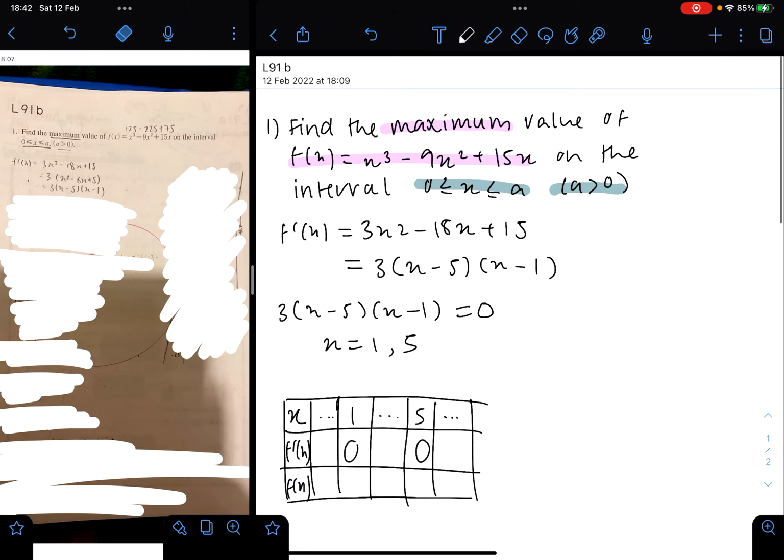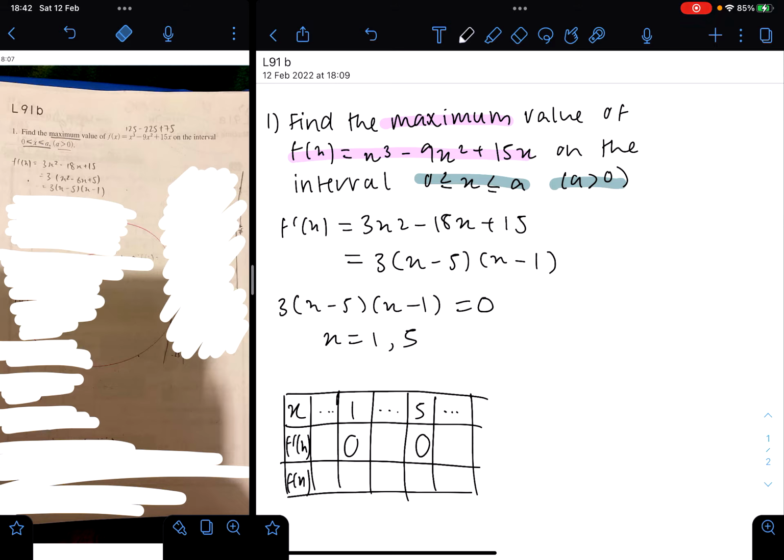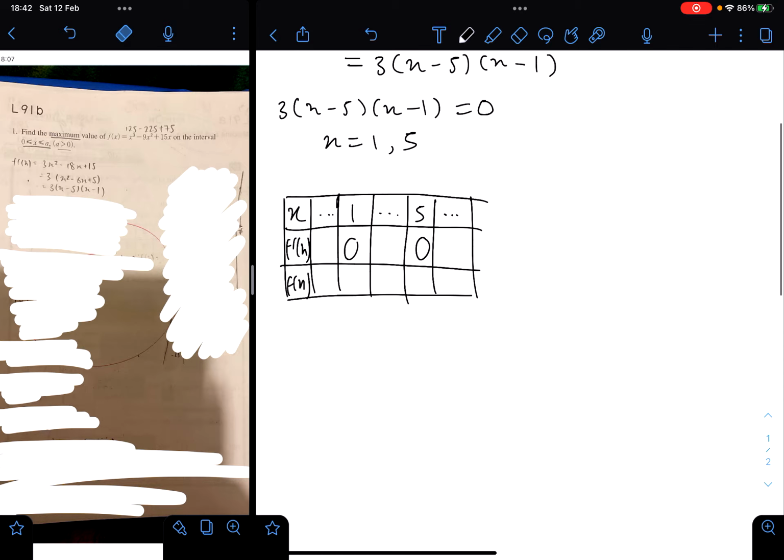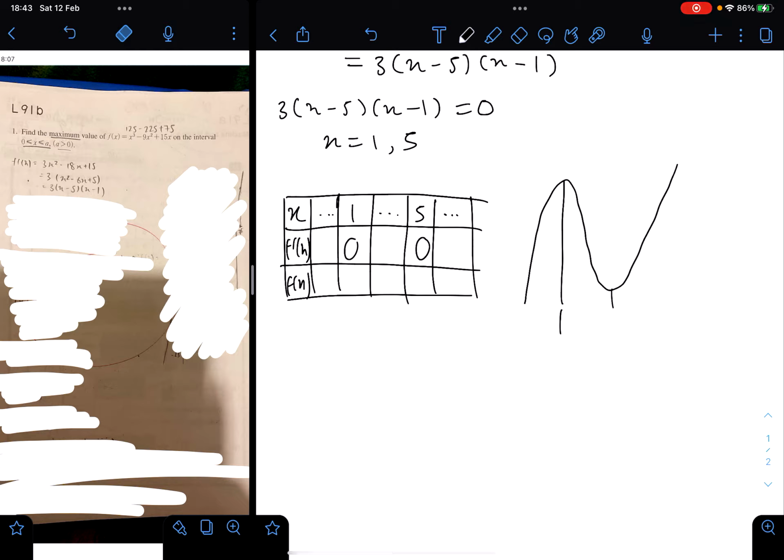Next thing I'm going to do is sketch out a generalized graph of f of x, which is just a cubic graph with 2 stationary points. So it's going to look something like this. So we have the maximum and the minimum point. The maximum point is at x equals 1 and the minimum point is at x equals 5.